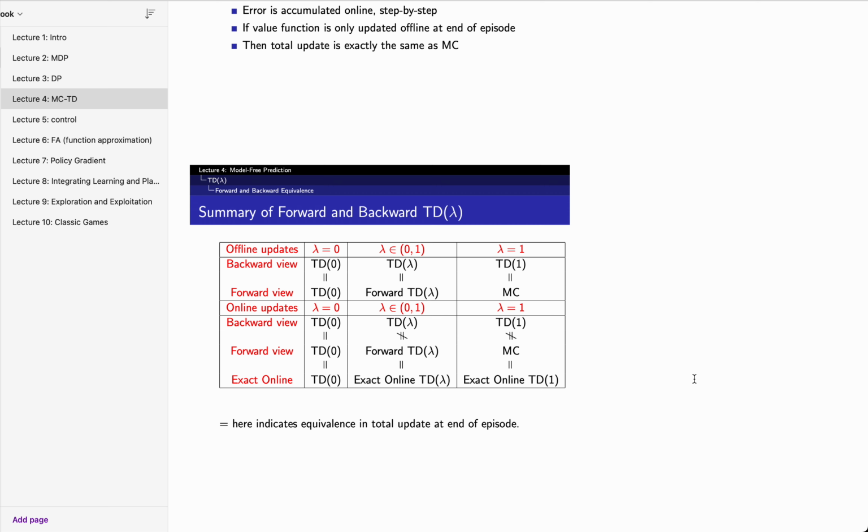Summary of forward and backward TD lambda. If I'm looking forward, which is an offline update learning, if lambda equals 0, backward view and forward view is the same.